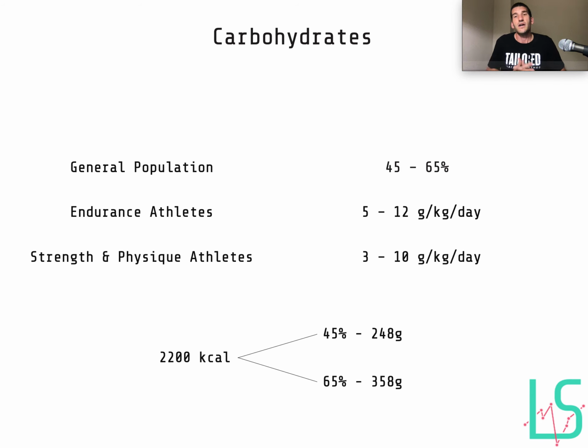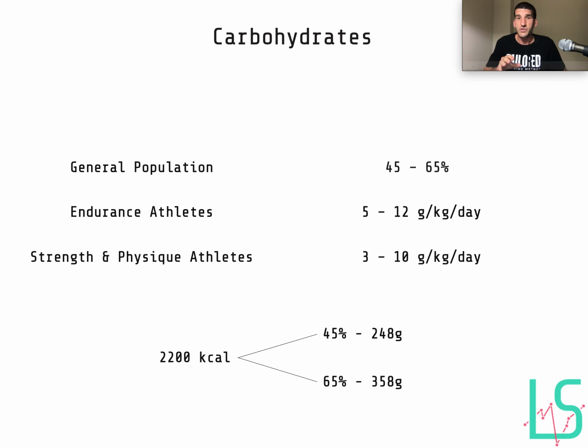So carbs, right? General population, 45 to 65%. That's a fairly solid number. If you are an endurance athlete or a strength and physique athlete, it varies a little bit. Endurance athletes need more carbohydrates, or rather, they generally perform better on higher carbohydrates because of the activity. Strength athletes are not as high, but still need carbs to perform. If you're general population, totally fine. You have a big range. You can sit in that 45 to 65%.